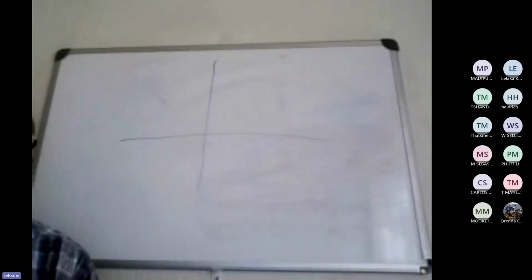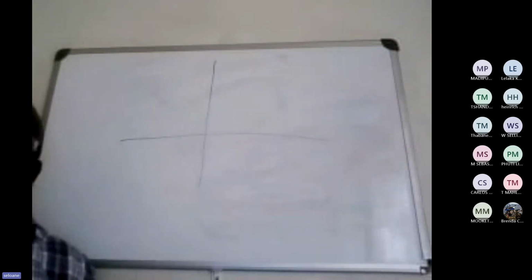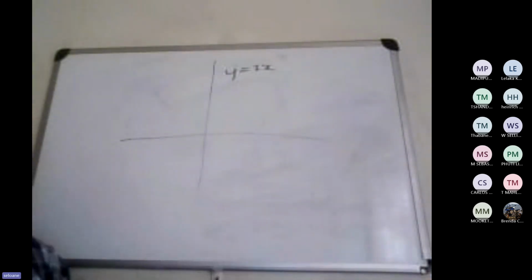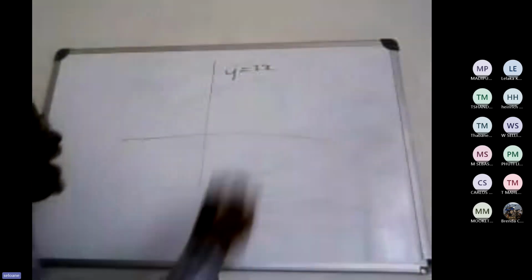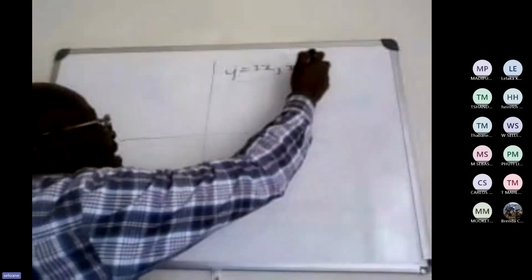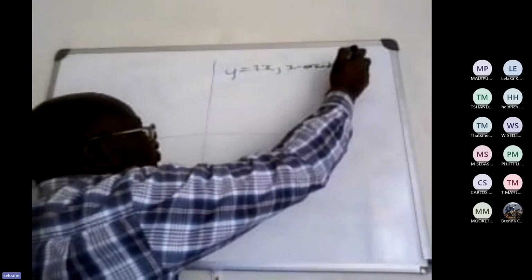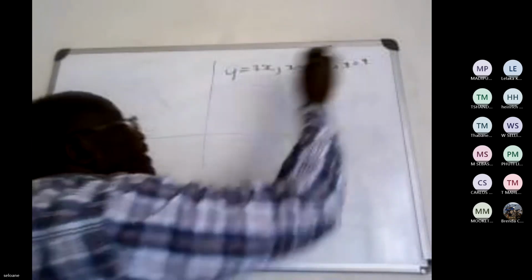Let's look at something standard that you know. Say find the area of the region enclosed by the following curves. Say y equal to 2x, say the x-axis, and say x equal to 3. That's right.